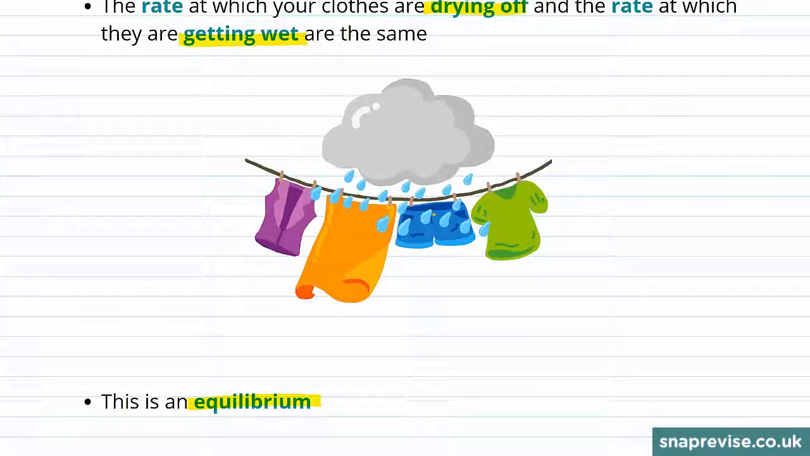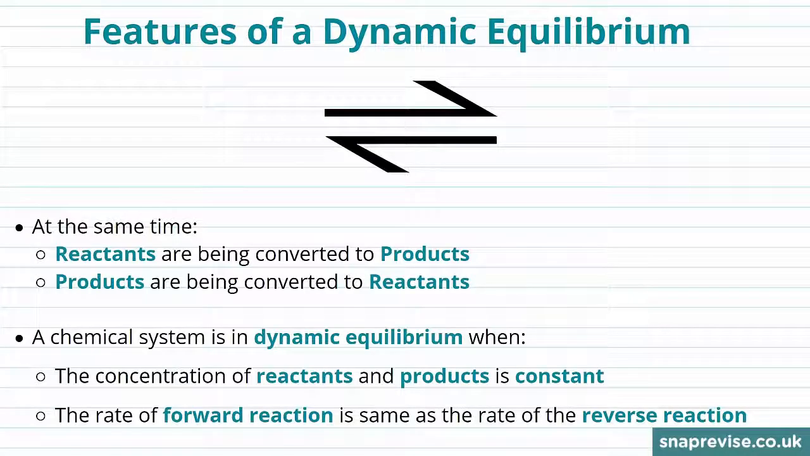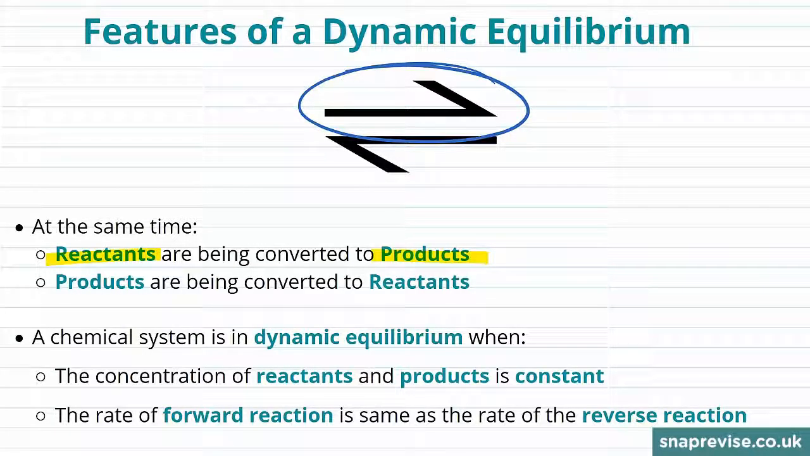So now we've looked at what exactly dynamic equilibrium is, let's take a look at the specific features of dynamic equilibrium. In our dynamic equilibrium, at the same time our reactants are being converted into products, as is shown by our forwards arrow, and our products are being converted into reactants, as is shown by this backwards arrow.